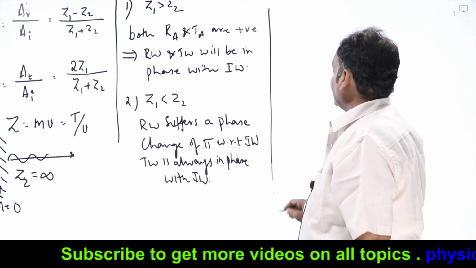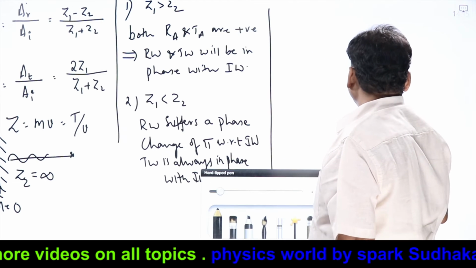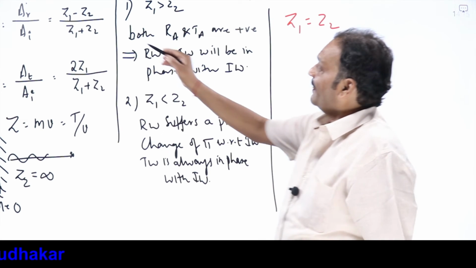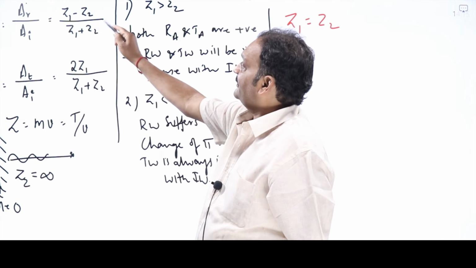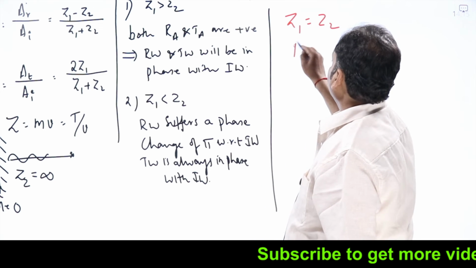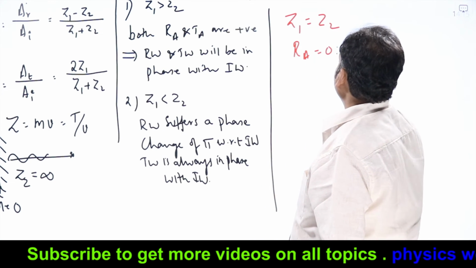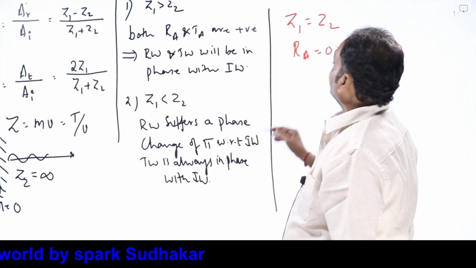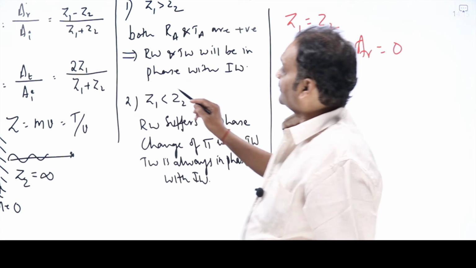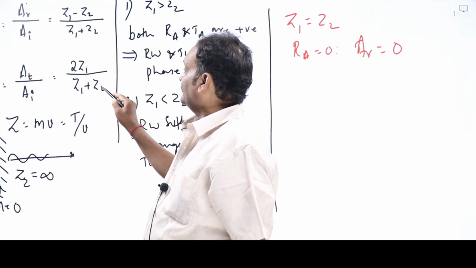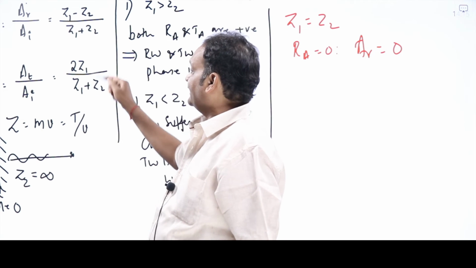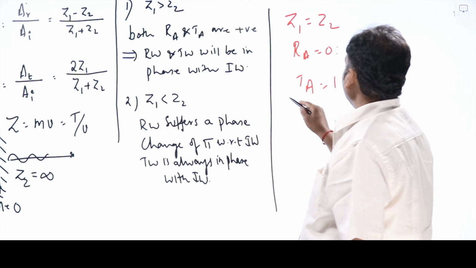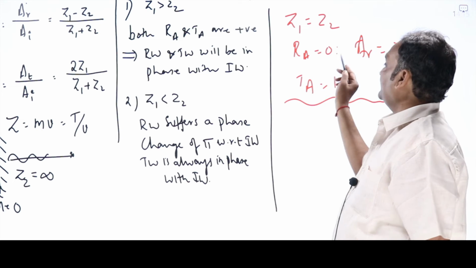When Z1 is equal to Z2, what will happen? RA equal to (Z2 - Z1)/(Z2 + Z1), so Z1 equal to Z2 means RA equal to 0. RA equal to 0 implies the amplitude of the reflected wave will be equal to 0. And what about the transmitted wave? Z1 equal to Z2 means 2Z1 by 2Z1 you can take, so TA is equal to 1. TA equal to 1 means the entire wave is getting transmitted without any reflection.